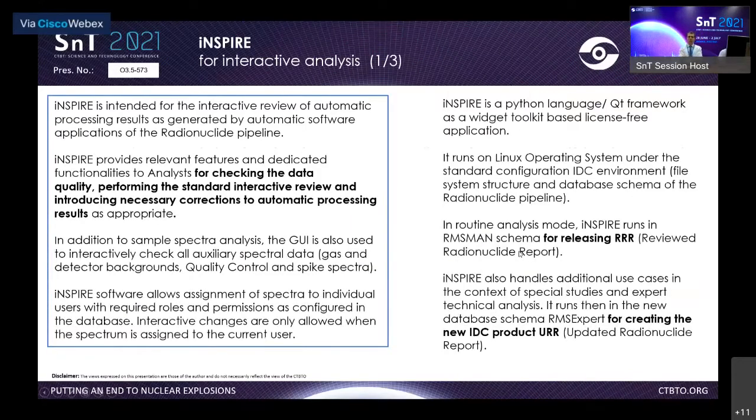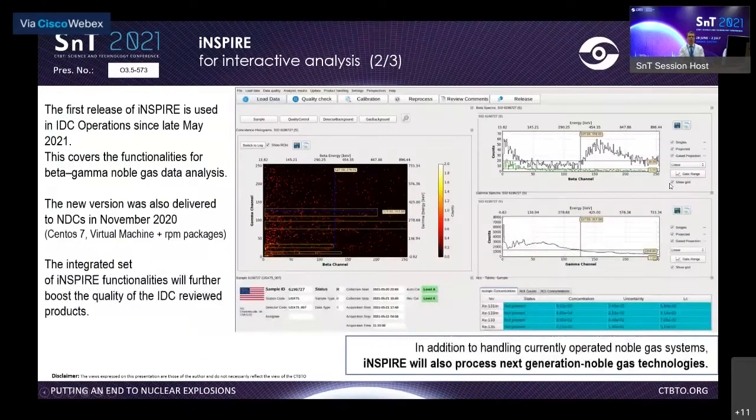So we start with Inspire. The Inspire project is now completed in its phase 1, and we are in the process of extending to particulates within phase 2. It has the main functionalities for doing the interactive analysis of the radionuclide data. It has been used in IDC operation since the last week of May, a month ago. And the new version was also delivered to national data centers in November 2020 as part of the NDC-in-a-box version 4.